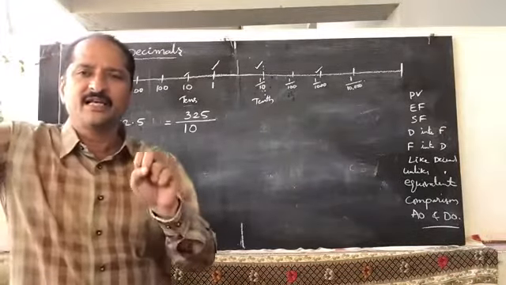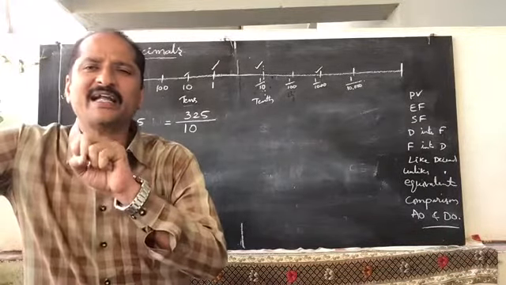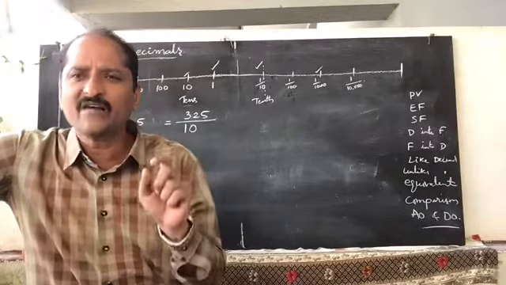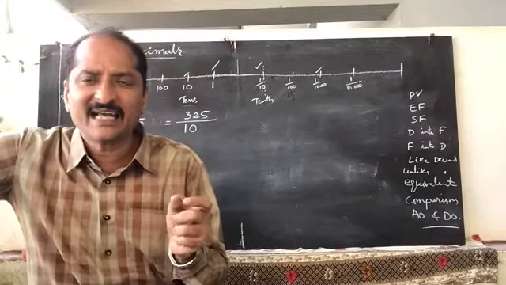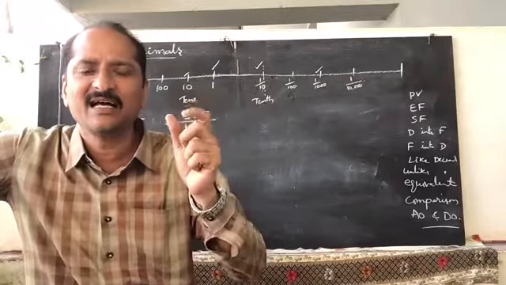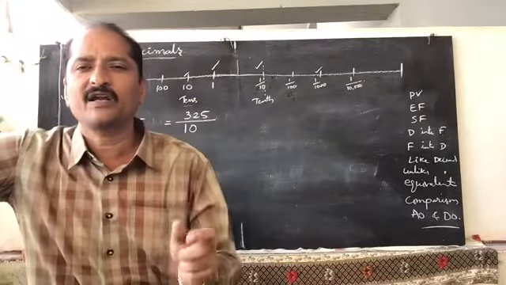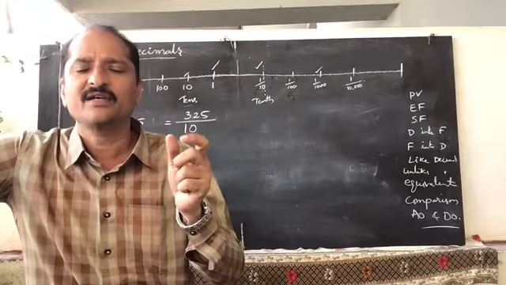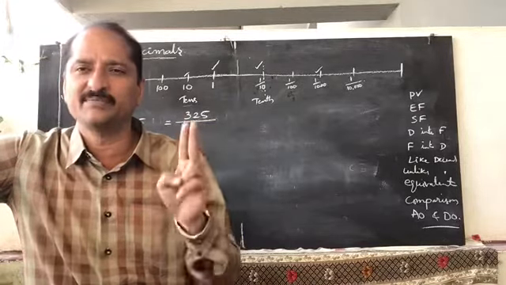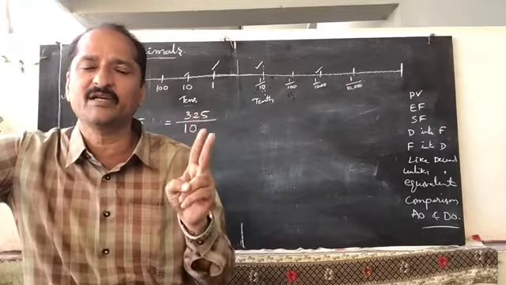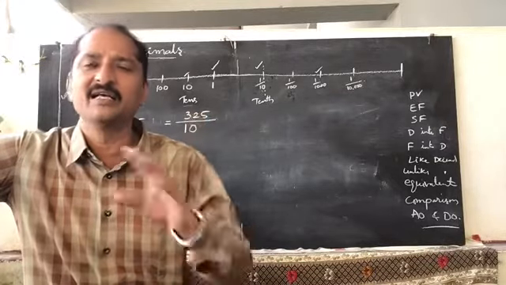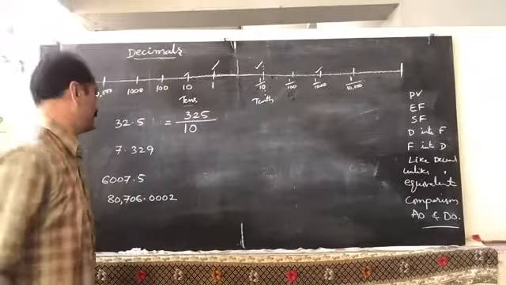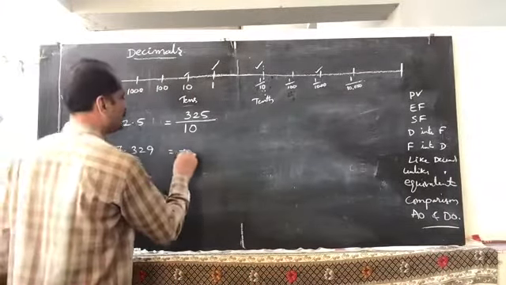32.5 means 325/10. Only 2 points. The first one is remove the decimal point and write the number in the numerator divided by 1 after which we should place zeros according to the number of digits in the decimal part. How many digits are there in the decimal part? That many zeros we should place after 1. So this is equal to, remove the decimal point.